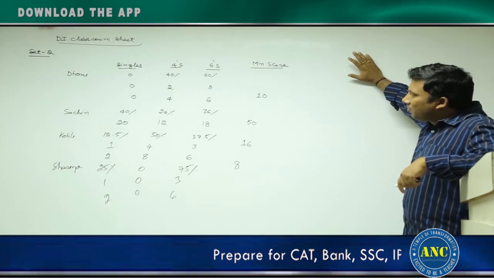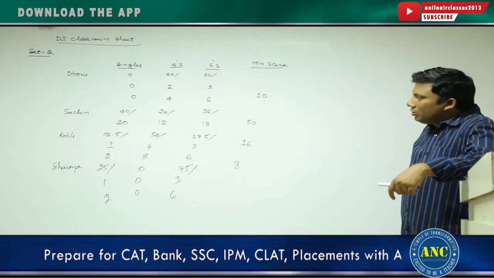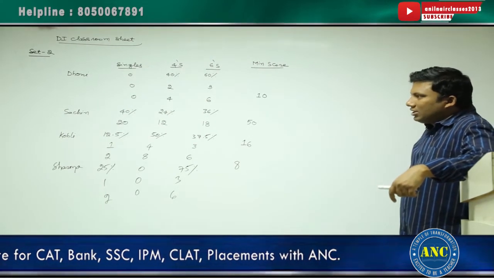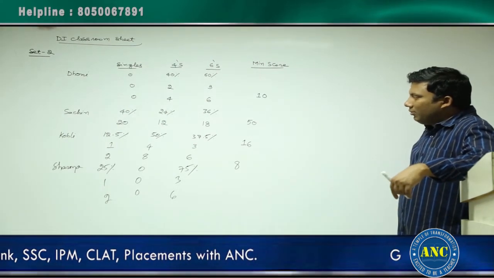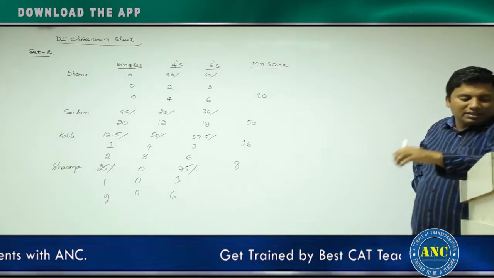Now from these 4 players you can create a lot of questions. Dhoni minimum 10 runs, Sachin minimum 15 runs, Kohli minimum 16 runs, Sharma minimum 8 runs. Now let us read the question.